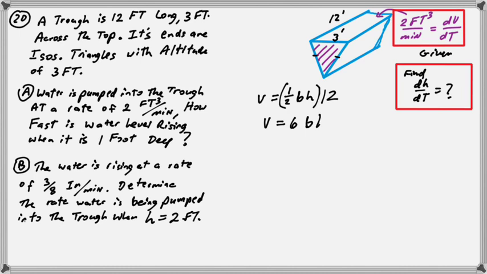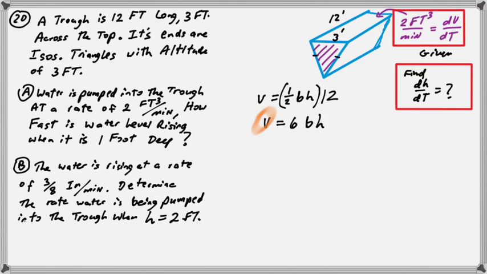6 base times height. Again, volume is the area of the base times how far it is. So it's 12 feet long and the base is a triangle. The area of the triangle is half base times height times 12. So I have dH/dt and dV/dt. I have H and V up here. Which do I not want in this equation?